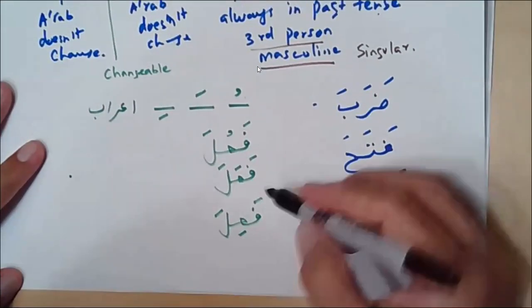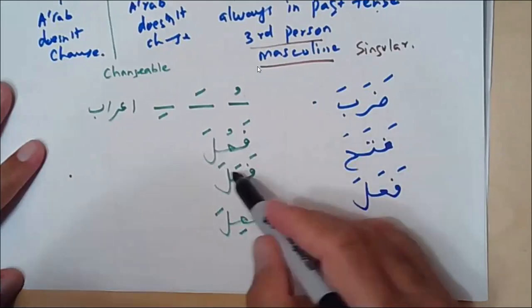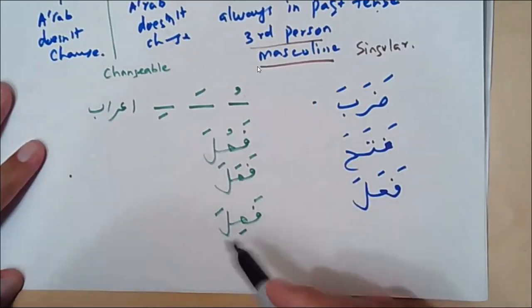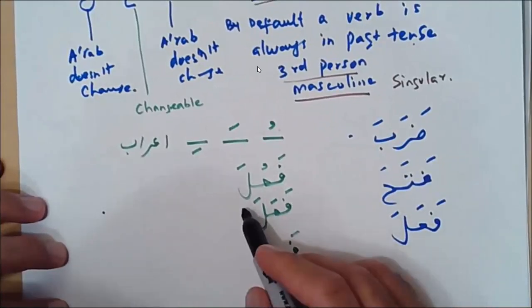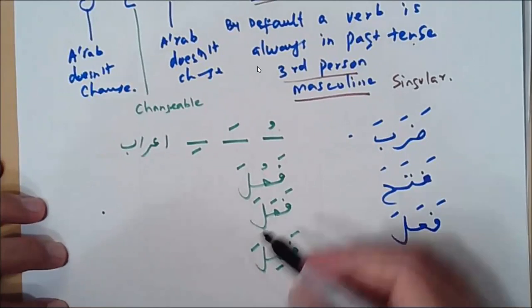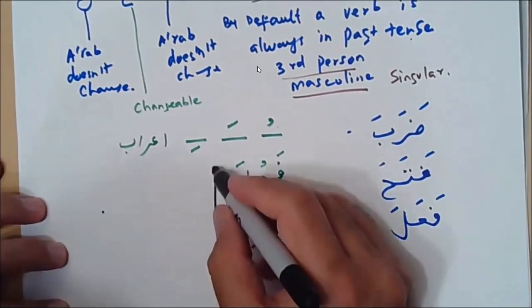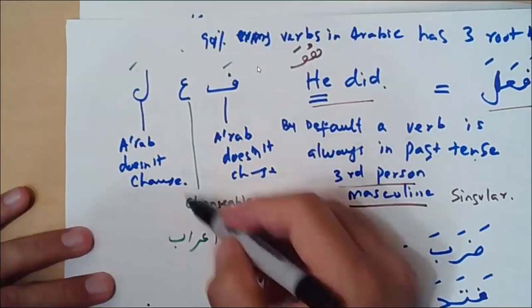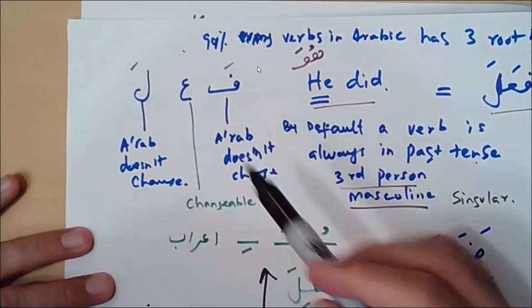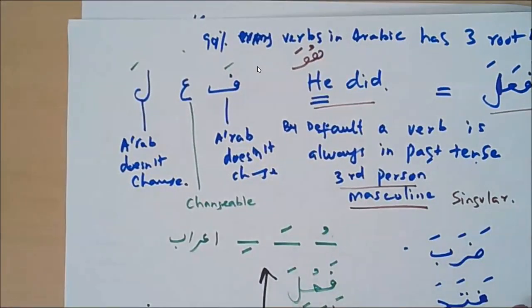It can also take a dhamma or fatha or kasra. You see what happened here? Fa'ula, fa'ala, fa'ila. You see how I'm making the variations? So you can have these three different variations. But only the ayn letter can have the variation. The fa letter and the lam letter will always stay the same. Is that making sense? Yes. Okay.